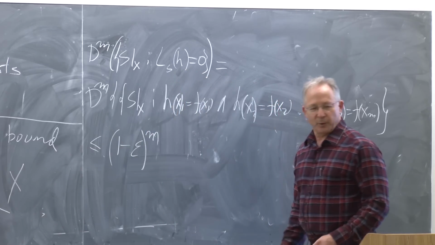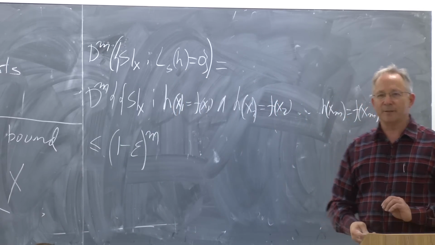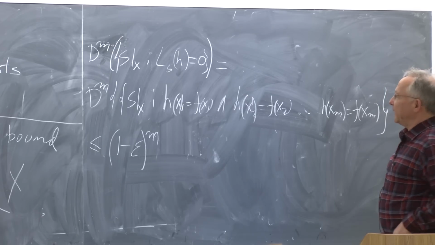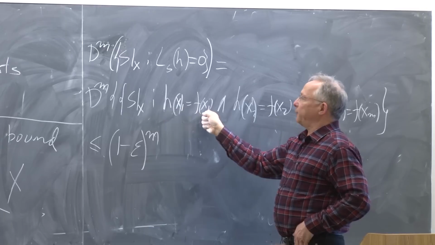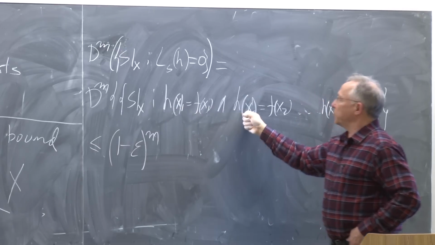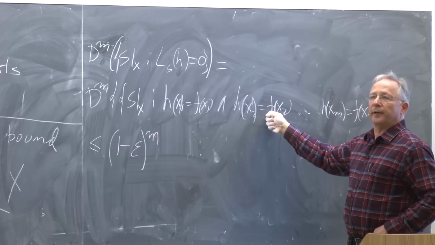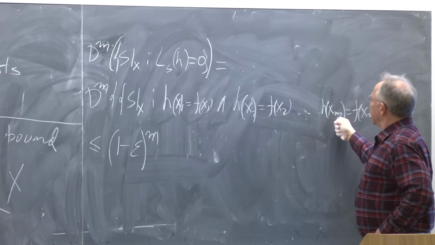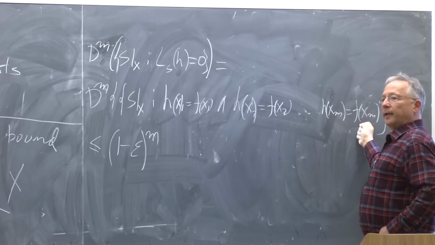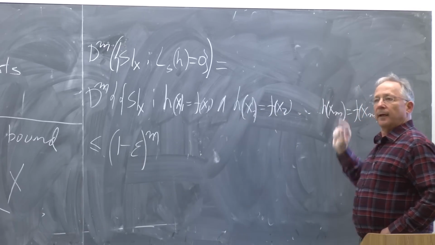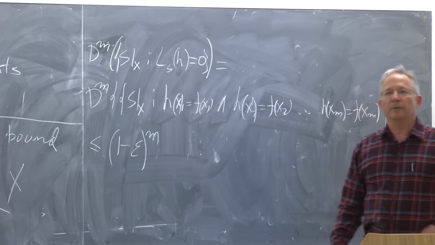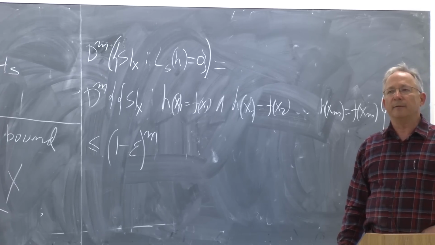Okay, so here I made a small jump, and I'll explain this jump. You see, I have here events. x1 is such that H and F agree on x1. x2 is such that H and F agree on x2. xm is such that H and F agree on xm. These are m different events, and all of them are independent. Why are they independent?